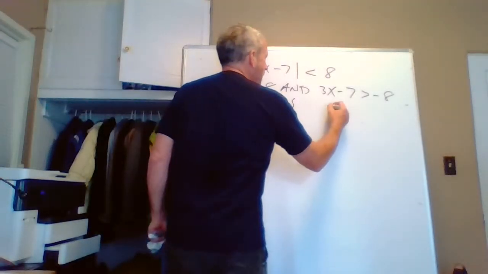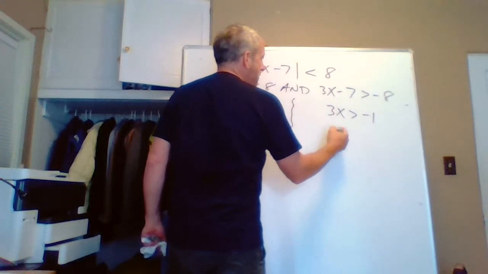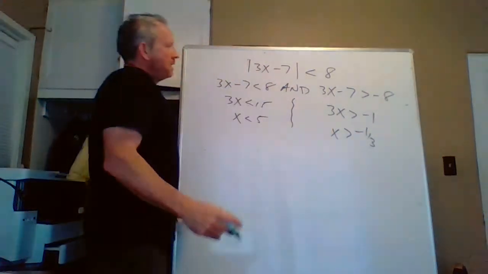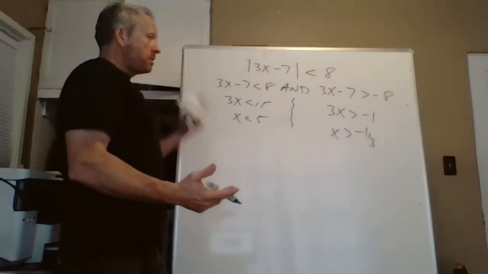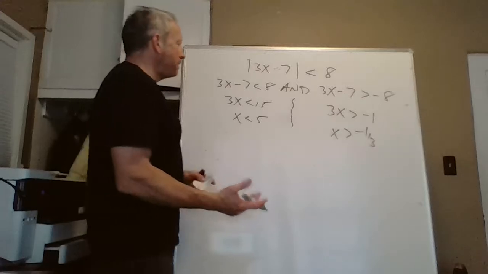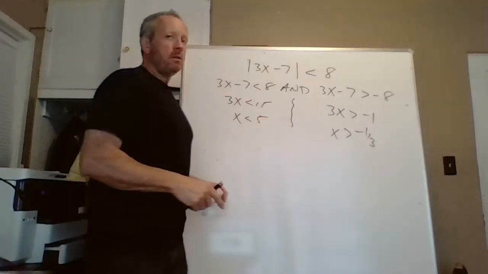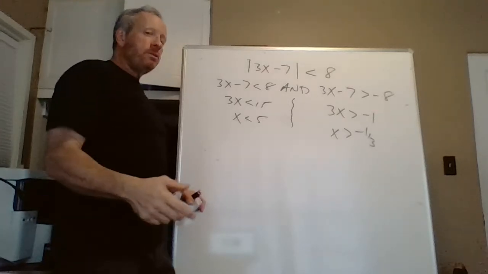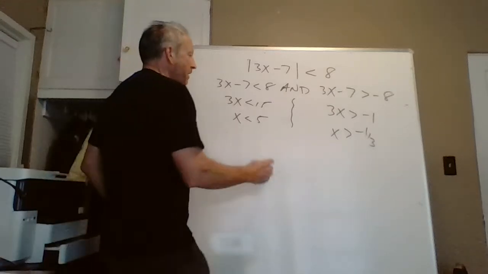Let's add 7 to both sides. So 3x is greater than negative 1, and divide both sides by 3. So x is greater than negative 1/3. So the solution set is all the numbers which are both less than 5 and greater than negative 1/3. Here's where I think graphing the solution is pretty useful, or it adds insight.